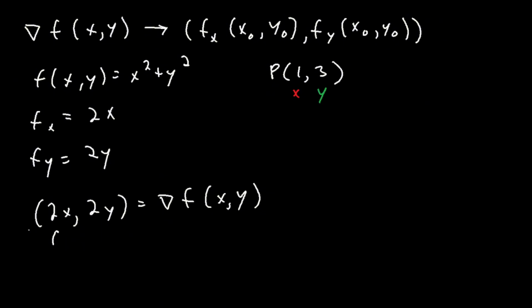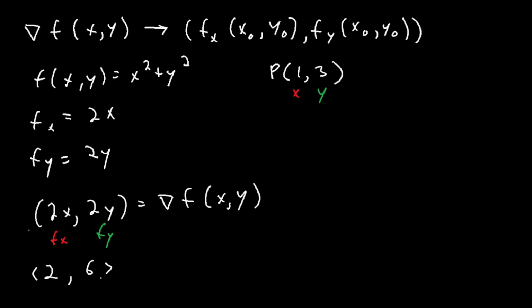Let's write these with different colors. This is the x partial, this is the y partial. If you plug in 1, 3 into the x partial, you will get just 2, because there's no y value inside of your f of x function. If you plug in 3 as the y value in the y partial, you get 6.